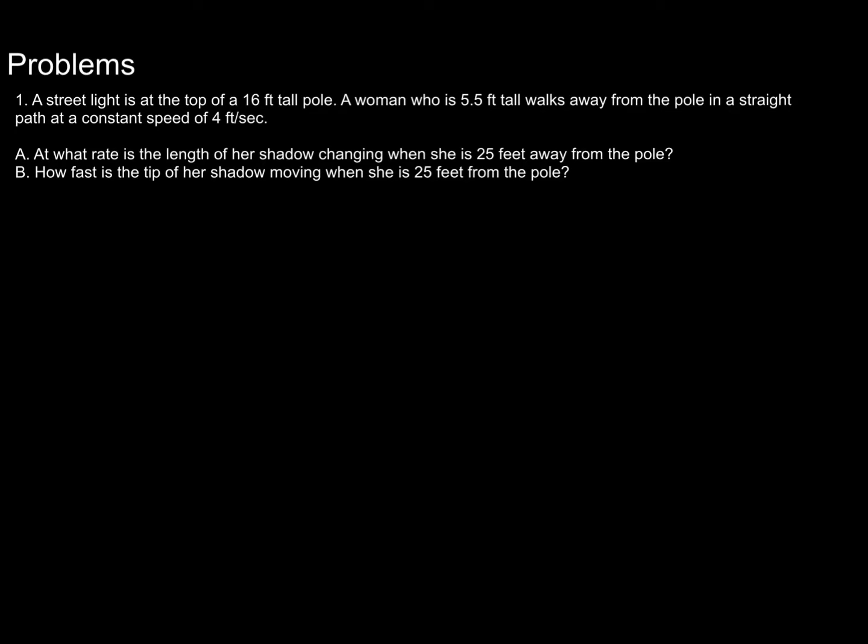Okay, here we go. A street light is at the top of a 16-foot tall pole. A woman who is 5.5 feet tall walks away from the pole in a straight path at a constant speed of 4 feet per second. We have two questions. The first is, at what rate is the length of her shadow changing when she is 25 feet away from the pole? And the second question, how fast is the tip of her shadow moving when she is 25 feet away from the pole?